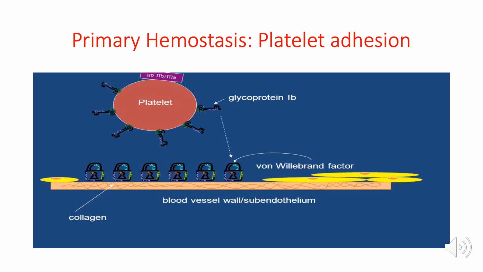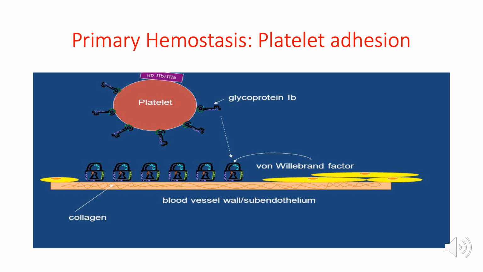This primary hemostasis starts with platelet adhesion. You have individual platelets binding to the wall of the damaged blood vessel. And this is primarily mediated by the glycoprotein 1b on the surface of the platelets and the von Willebrand factor displayed by the damaged endothelium or blood vessel.